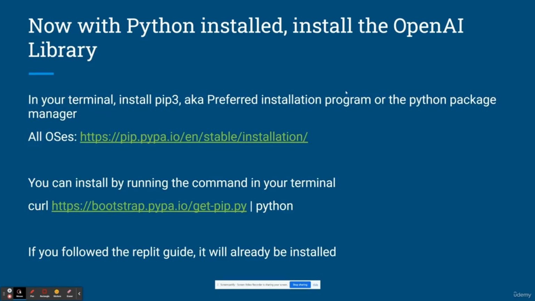With Python installed, now we need to install the OpenAI library. In your terminal, we need to make sure that pip is installed, which is the preferred installation program, also known as the Python package manager. There is installation for all operating systems following this guide. Alternatively, you can install it by running this command in your terminal: curl with the installation URL, piped to Python. This should work on macOS, Linux, as well as Windows if you have Python already installed. If you follow the Replit guide, then it will already be installed for you.